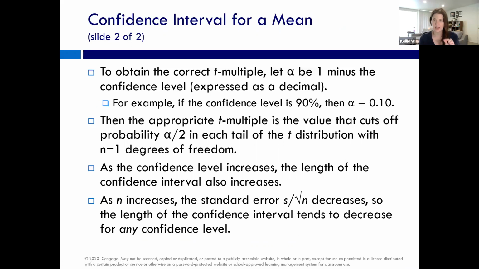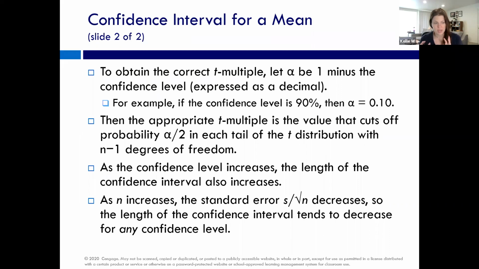So to find that t multiplier, we take alpha, which is 1 minus that confidence level. Generally you see alpha is 0.05, since a pretty standard confidence level is 95%. So then 1 minus 0.95 is 0.05. If the confidence level is 90%, alpha is 0.1, 1 minus 0.9. If you were to do 99%, then alpha would be 0.01. The t multiple that corresponds to that depends on whether your distribution is one-tailed or two-tailed.